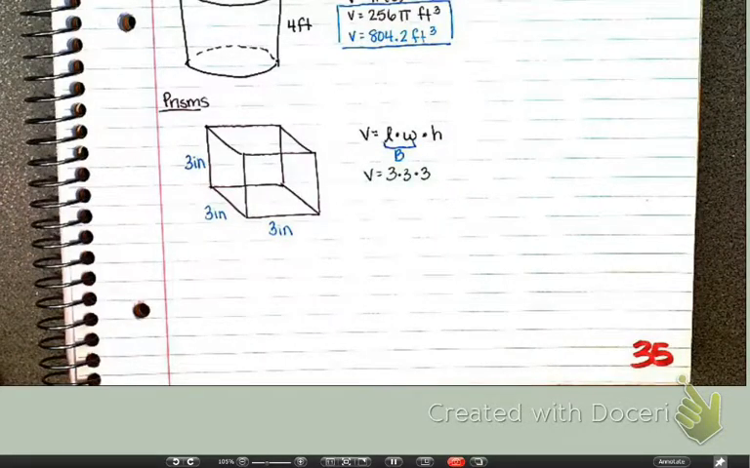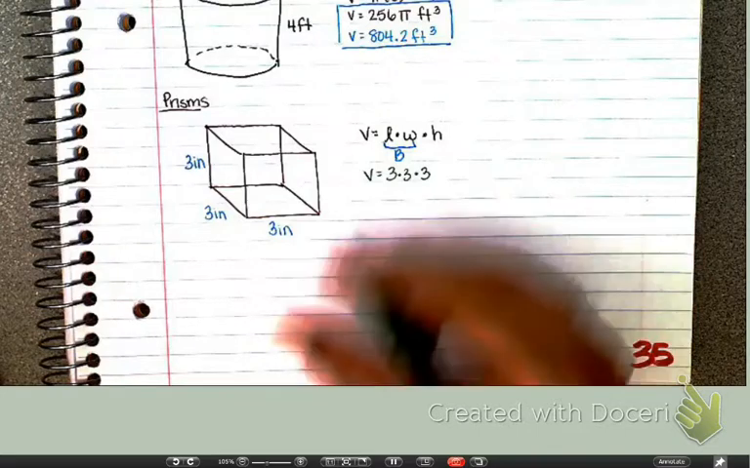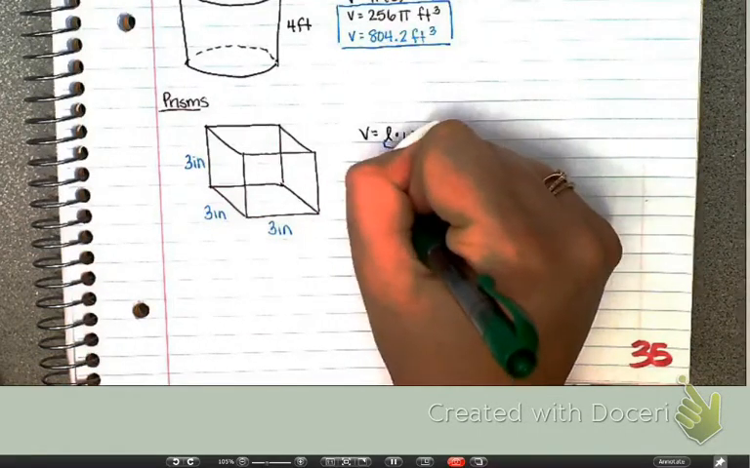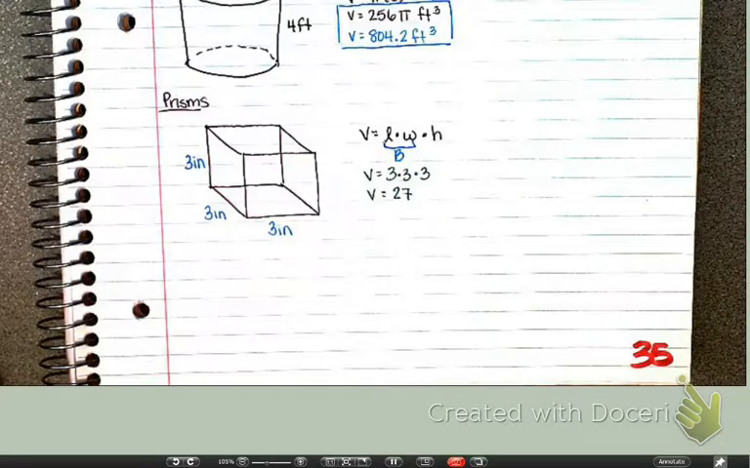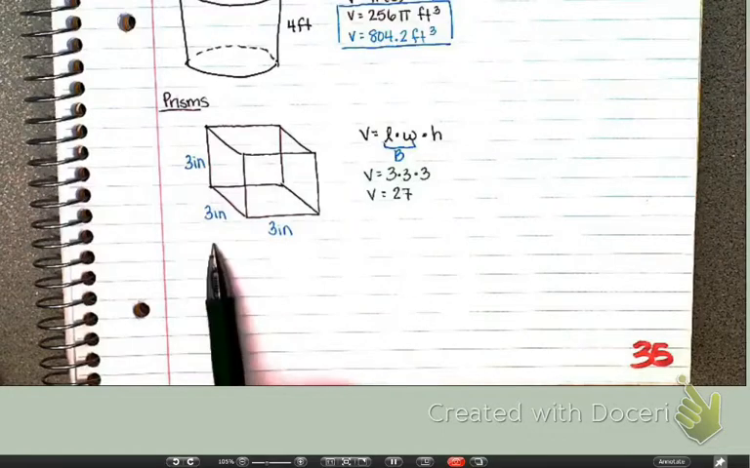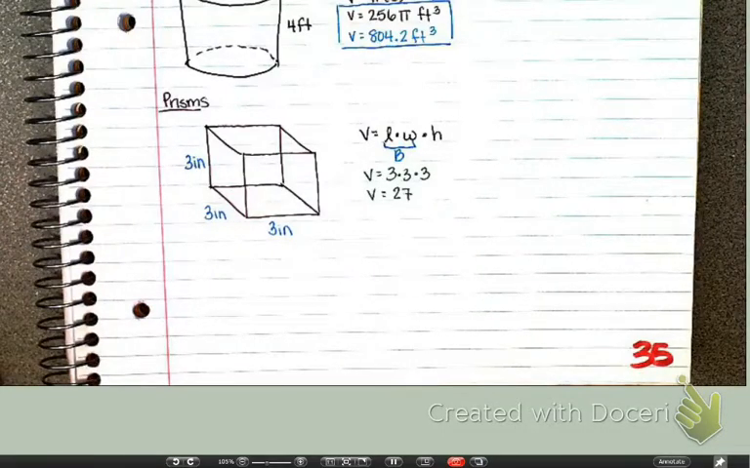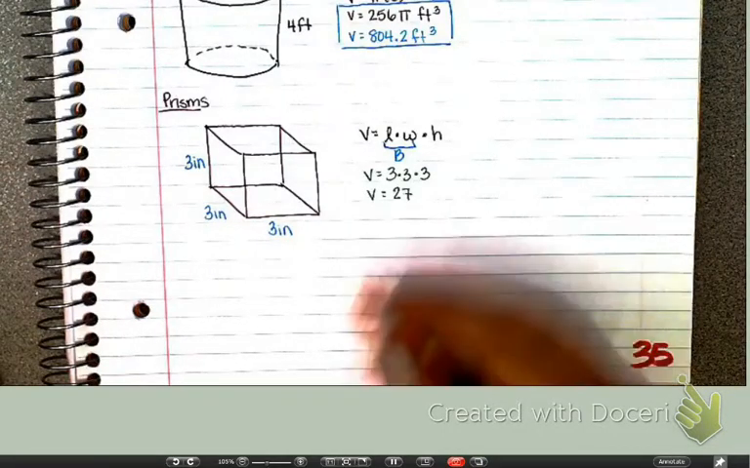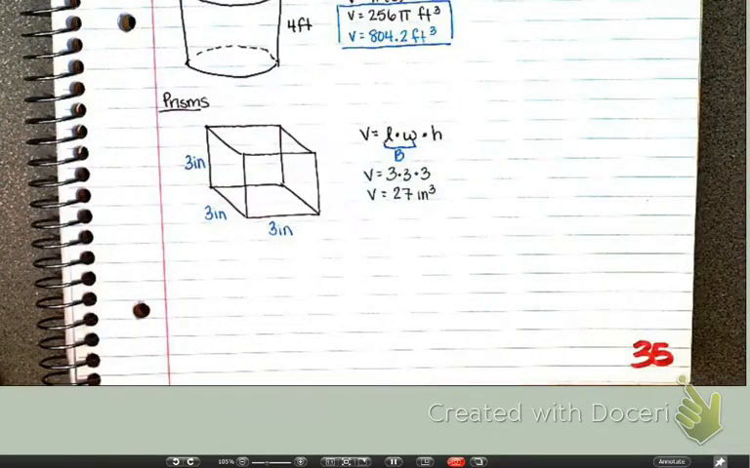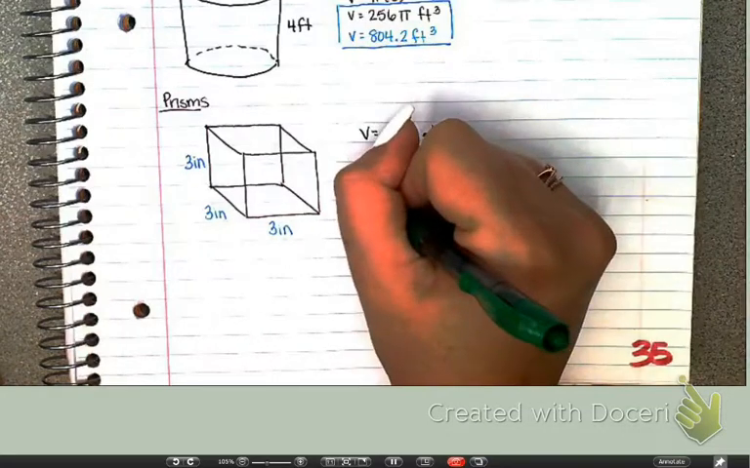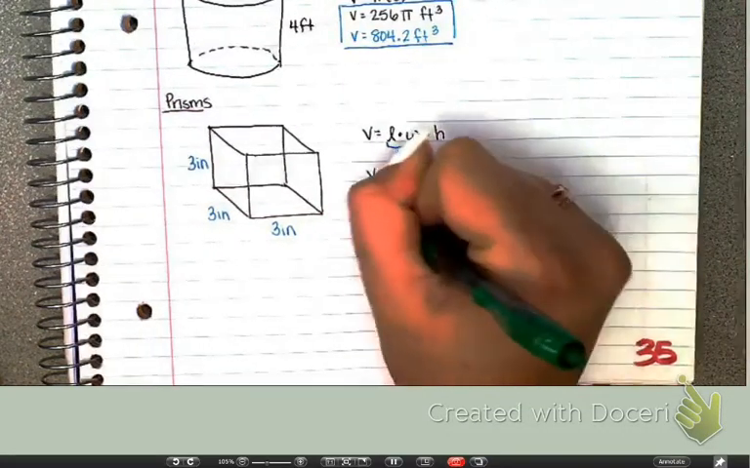And what is 3 times 3 times 3? 27. There is no rounded answer because it's exact. We don't have pi. Okay, so we have an exact answer. And here's kind of where the units come in. Because what's inches times inches times inches? Inches cubed. Okay, so our final answer is 27 inches cubed.